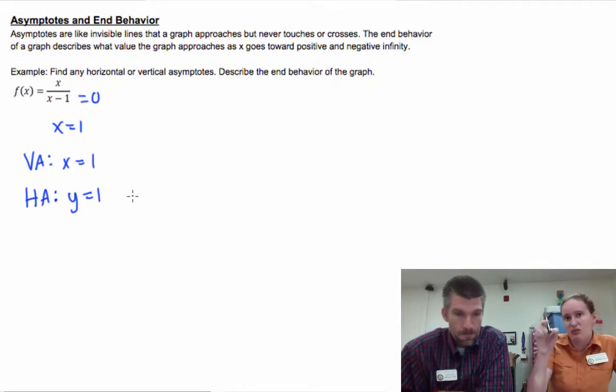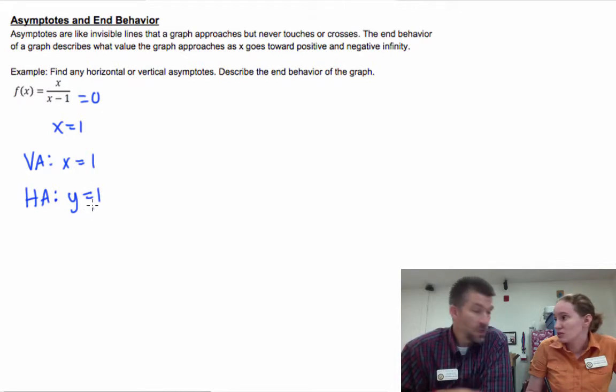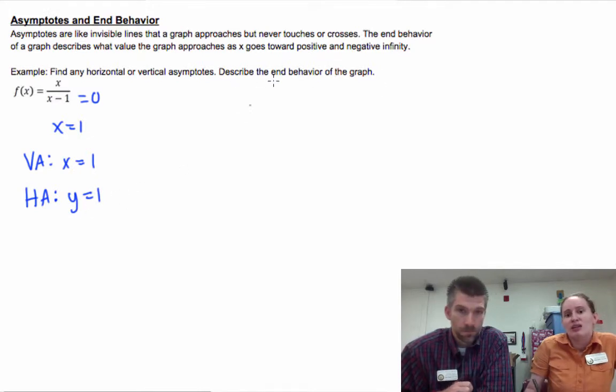If you trace and go really far to the left or to the right, then you'll see you're getting really, really close to y equals 1. You can look at your table of points too. The table of points will work as well, because it happens fairly quick. Describing the end behavior of the graph.